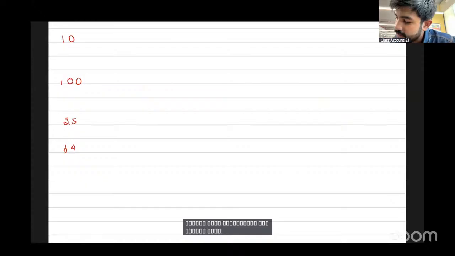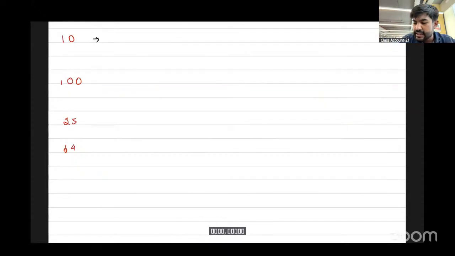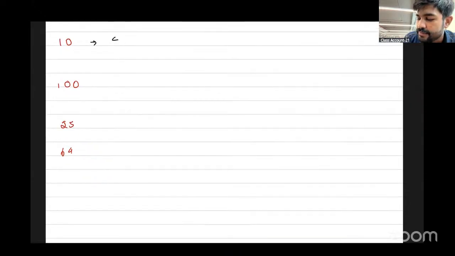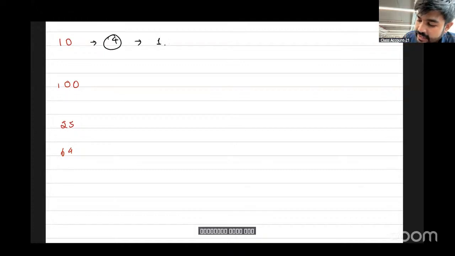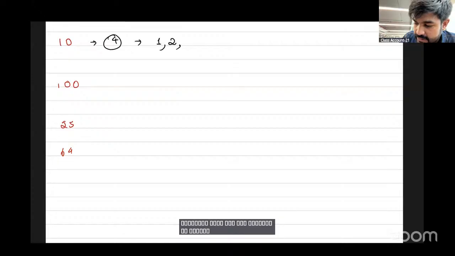See, if you observe, the root of 25 is around 4, less than 4, 3 point something. So I would take 4. Let's take 4 as of now. So if you observe, 1 is a divisor of 10, 2 is a divisor of 10, 3 is not, 4 is not. Here, the square root of 100 is equal to 10.